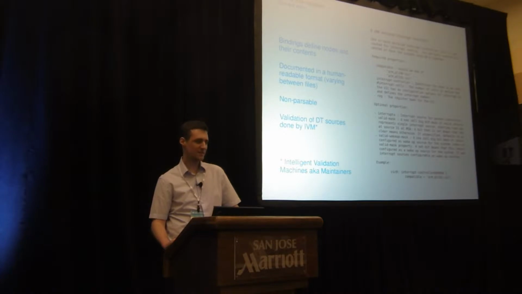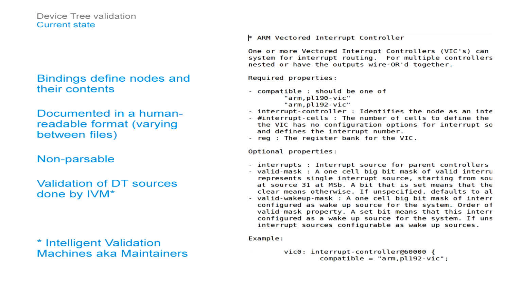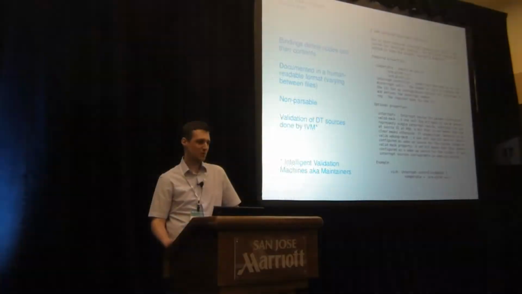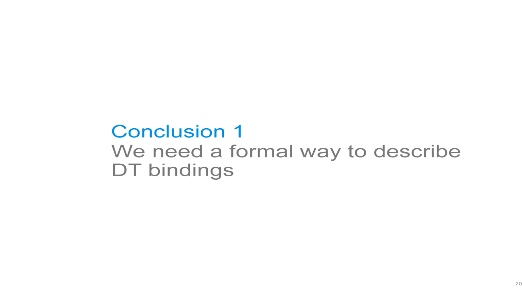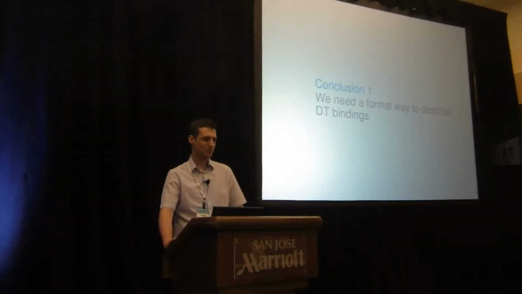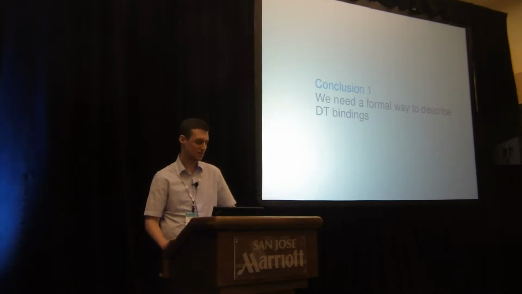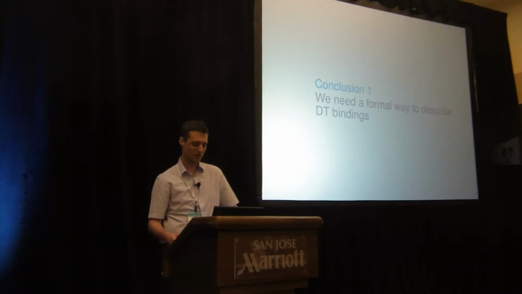And so currently, the only way to validate device tree data is by using intelligent beings such as maintainers. But, well, this is not really what we want because they have better things to do. So there is a first conclusion of this presentation. Basically, we need a formal way to describe DT bindings, something that we could use inside some software that would automatically validate the DTS or other DT representation, whether it complies with defined bindings.